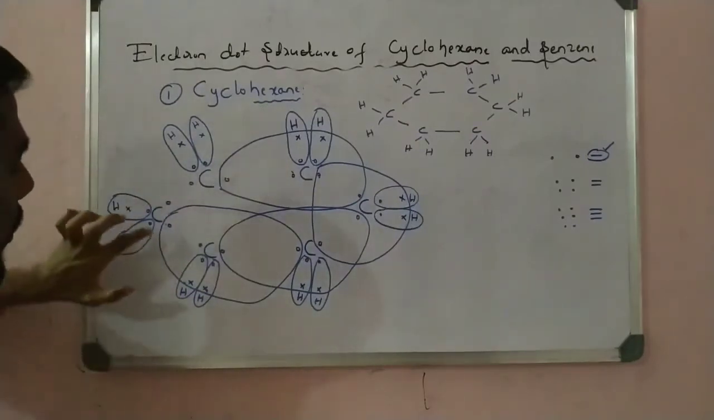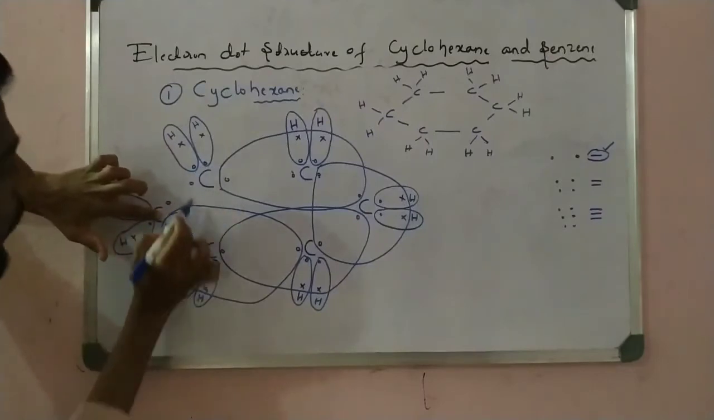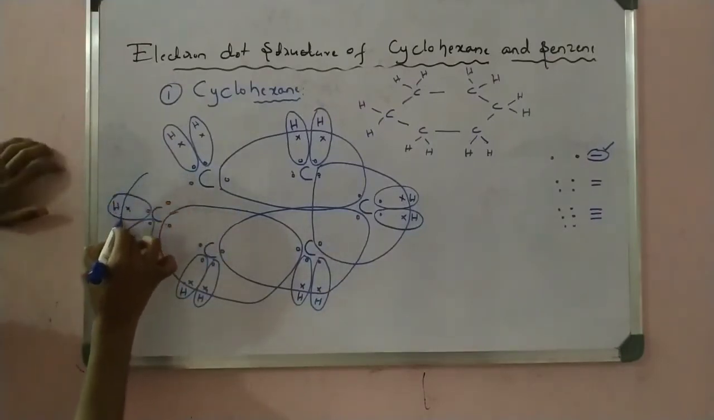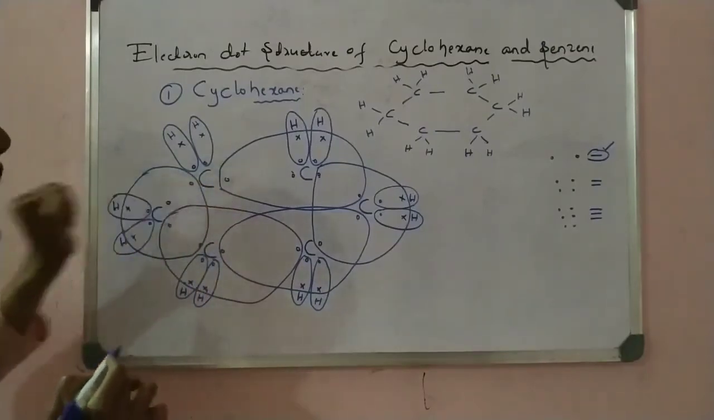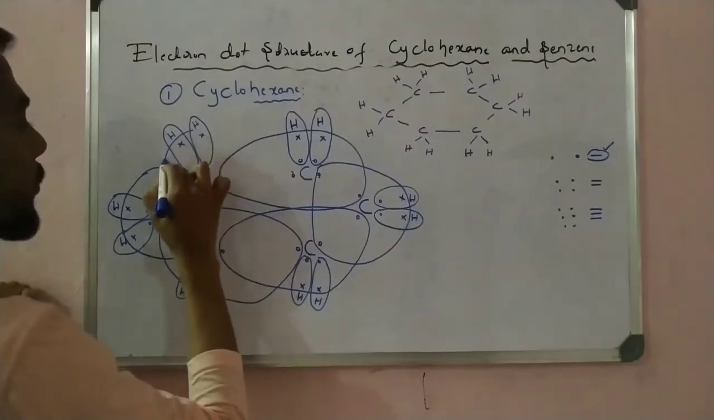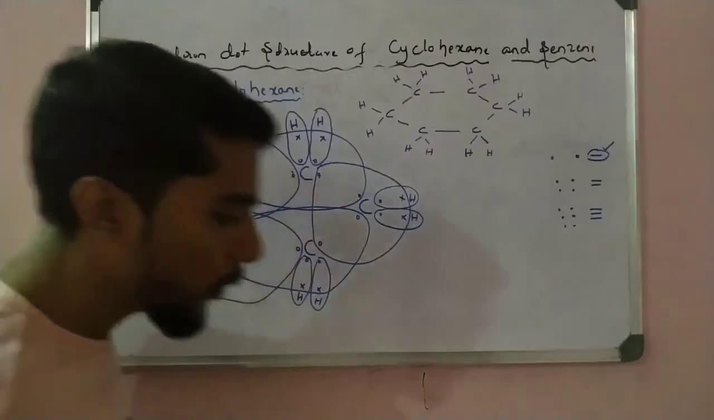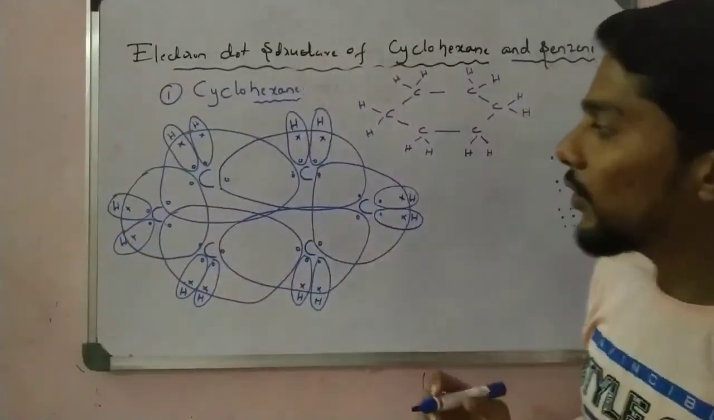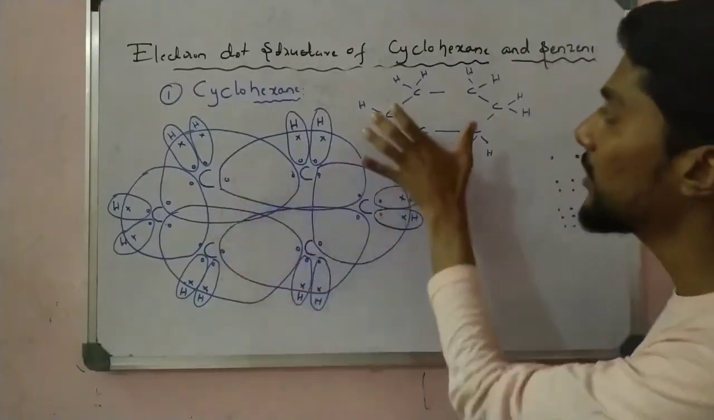For this carbon finished. Now this carbon is attached with this carbon and this carbon, 1 from here, 1 from here. So it is completed here. 1 from here and 1 from here. Now for this carbon, 1 from here and 1 from here. So 6 is there. So total here 7 and here is 8. So this is the electron dot structure of cyclohexane. This is the electron dot structure and this is the simple structure.